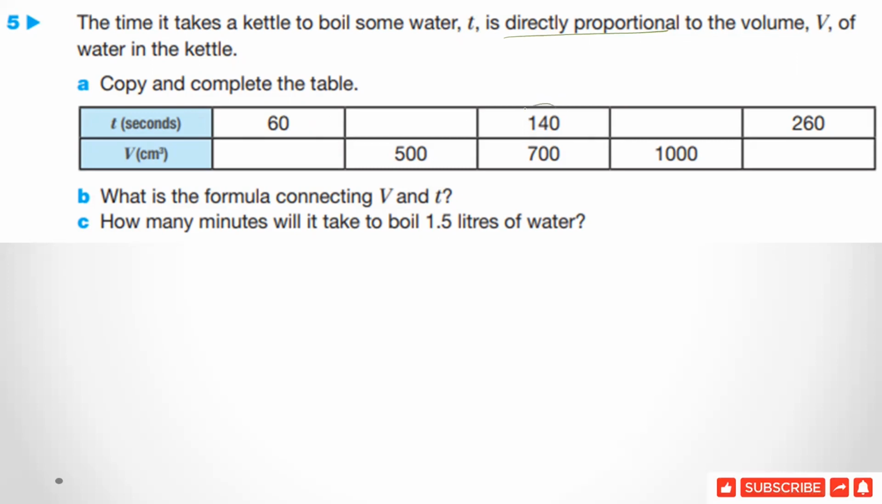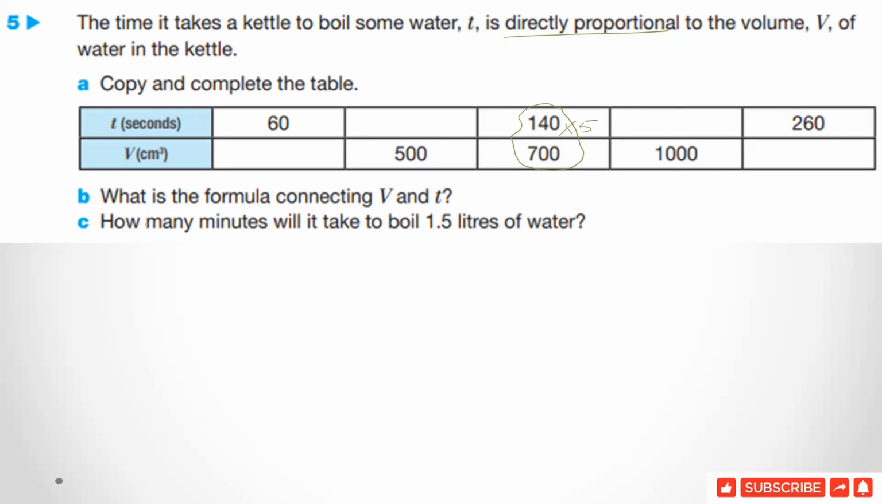So here we got two values together. Now we know these two quantities are directly proportional. It means if I multiply 140 by a number, then I will definitely get 700. So think of a number which, multiplied by 140, gives 700. Yes, you got it. Hope you all got this. 140 times 5 equals 700.